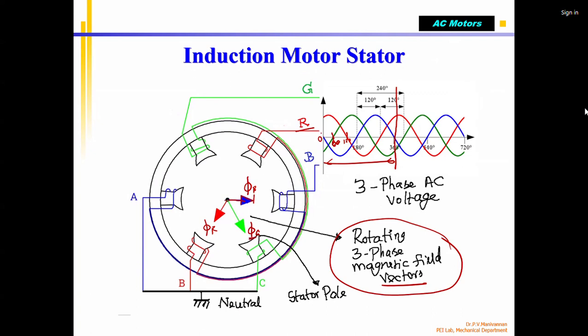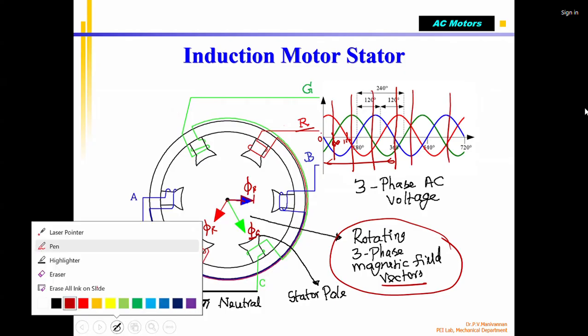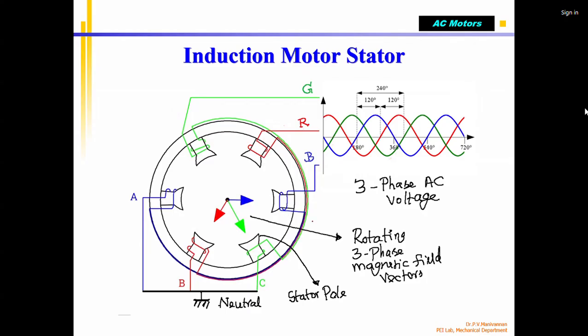At this particular instant, and you can take any instant, the magnetic flux of the three phases are like this. You can see that predominantly the green phase has maximum magnetic flux compared to the other two. The resultant magnetic force generated will be in this direction. As this rotates, I am going to show that as the voltage varies from 0 to 360, this vector will rotate like this.